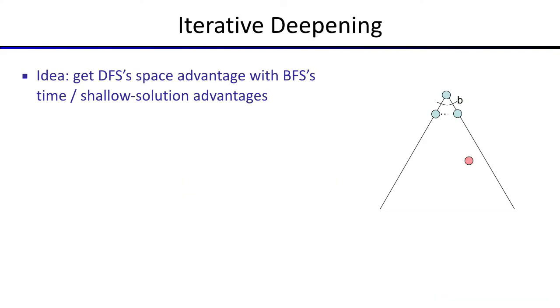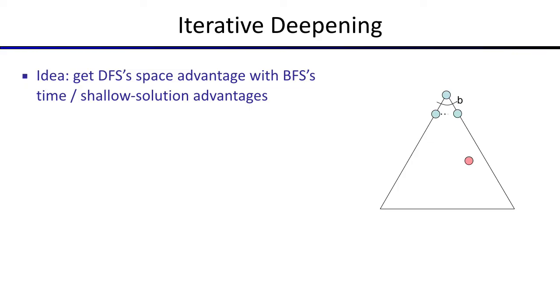Now, a question you might have, probably do have this question, I think this might have been mentioned in CS61B. Is there a way that we can put these two algorithms together, get the benefits of both of them without the disadvantages? And that's called iterative deepening. We get depth first search's space advantage with breadth first search's search order. And so the search order is what determines the time complexity and the fact that you get shallow solutions. And space advantage is DFS's main appeal.